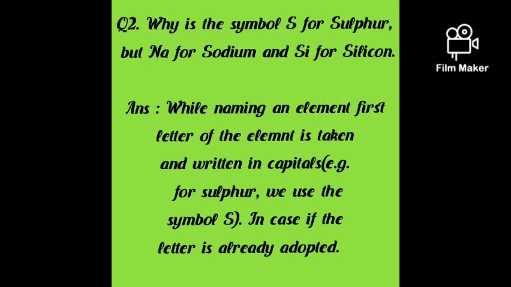Question 2. Why is the symbol S for sulfur but Na for sodium and Si for silicon? While naming the element, the first letter of the element is taken and written in capitals. Example, for sulfur, we use the symbol S. In case the letter is already adopted, like more than one element cannot be represented by the same letter.